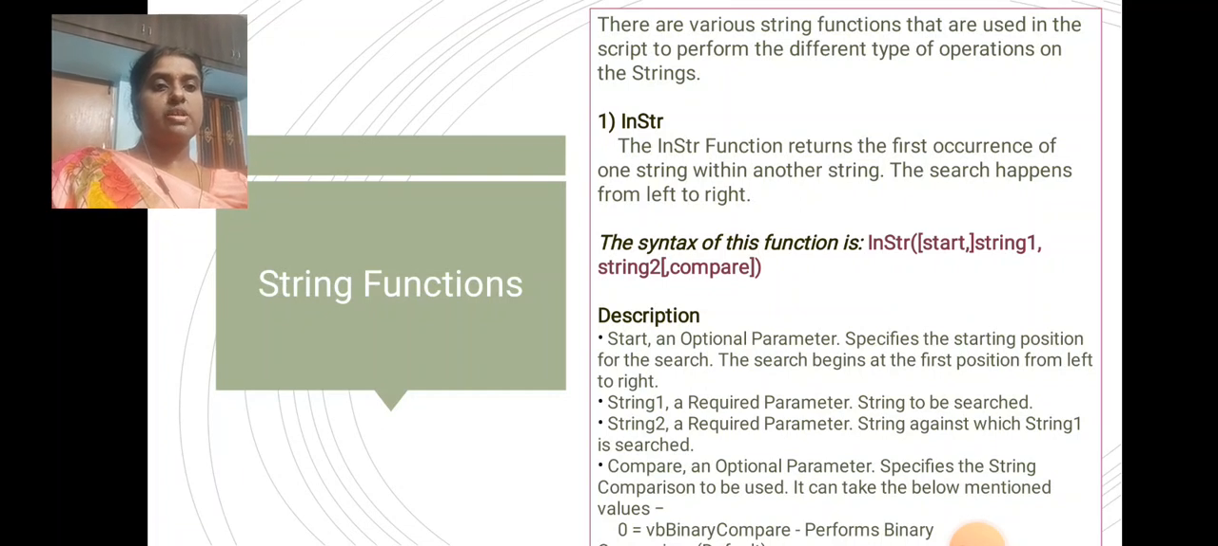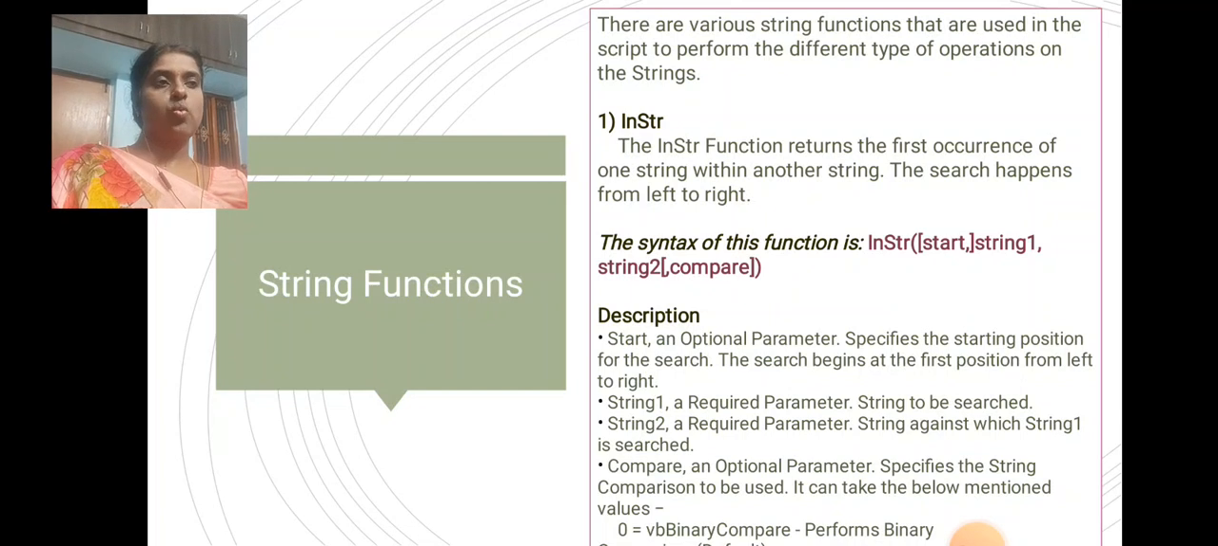So for this InStr method, we need 4 arguments. Among these 4 arguments, the first and last arguments are optional. Whatever argument is enclosed in square brackets is optional. You can either use that argument or just leave it. Start helps us give the beginning position from where you want to perform the search.